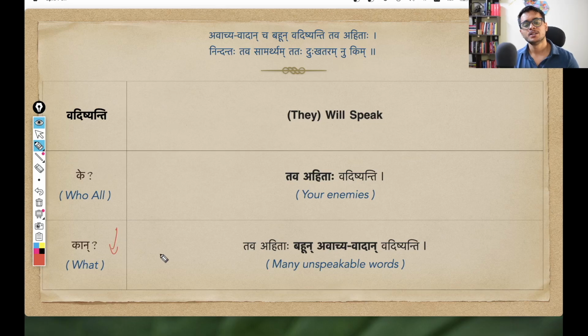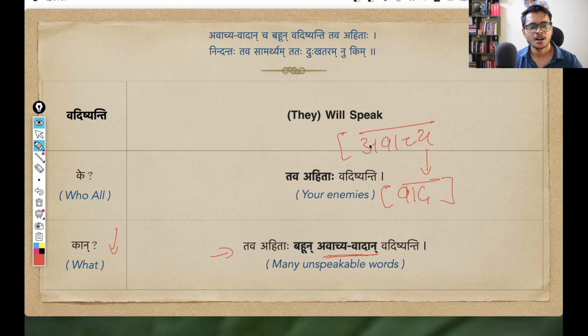And now the immediate question will be, kan vadishyanti, what will they say? Bahun avachya vadan vadishyanti. See, vadan comes from the pratipadika vada. This vada simply means the speech or the statement that is made, or the words that are spoken. Here in this samasa, we are qualifying this vada as avachya. This avachya basically means unspeakable. Because vachya means something that should be spoken, and avachya, something that should not be spoken, basically something unspeakable. Combining these two padas in a samasa, avachya vada simply means unspeakable word, unspeakable sentence.